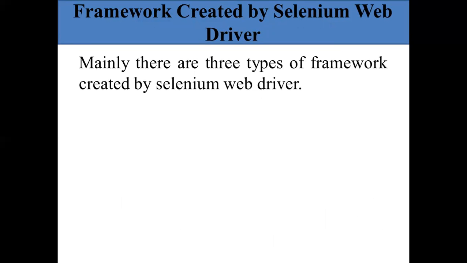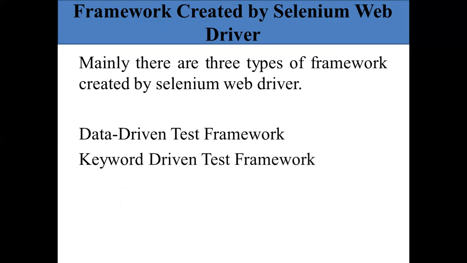Next, frameworks created by Selenium WebDriver. Mainly there are three types of framework created by Selenium WebDriver. First one is the data driven test framework. Second one is the keyword driven test framework, and the third one is the hybrid test framework. We have to see these two, data driven and keyword driven frameworks, first. When we are going to use both frameworks, data driven and keyword driven, we can say this will be known as the hybrid test framework.